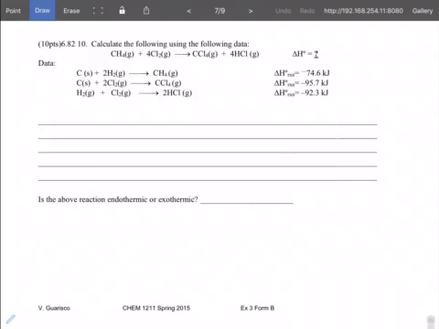Okay, this is a Hess law problem. It happens to be out of an old text, but when we look at it, the easiest way to work a Hess law problem is to follow it through from left to right. This is the original equation we're looking at. So the first species we're looking at is the methane.